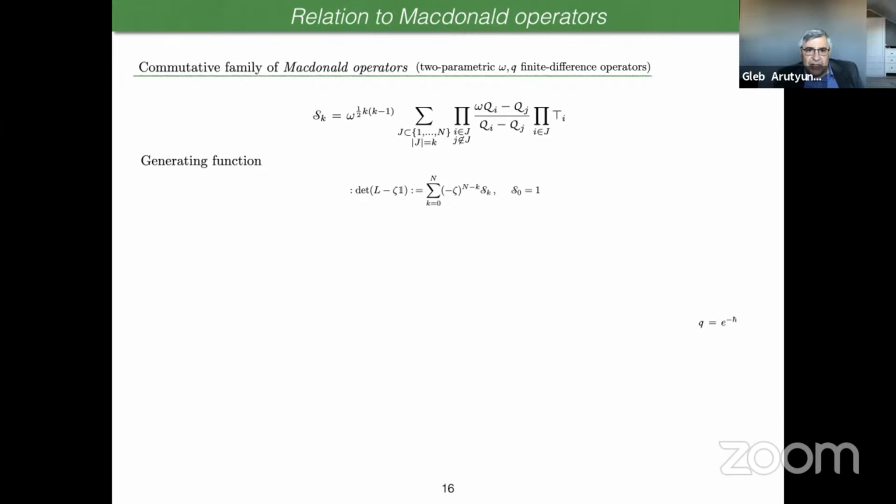Finally, about the relation to Macdonald operators. Macdonald operators are finite difference operators which depend on two parameters, the coupling constant parameter omega and the quantum parameter q. They are explicitly given by these expressions here, and they can be obtained from a generating function, from an ordered analog of the characteristic equation, the coefficients of the characteristic equation, where ordering means that you have to compute this determinant by considering P and Q variables as commuting, and then at the end of the computation, you put all P dependence to the right. And now let me present you a relation.